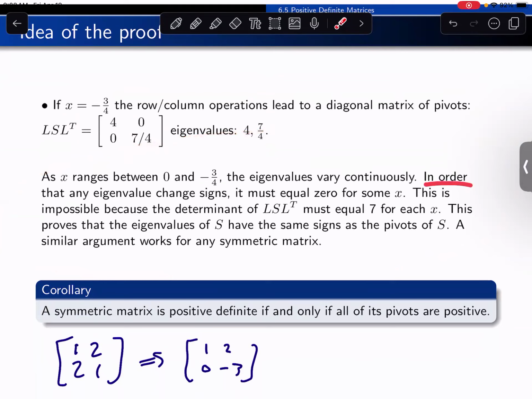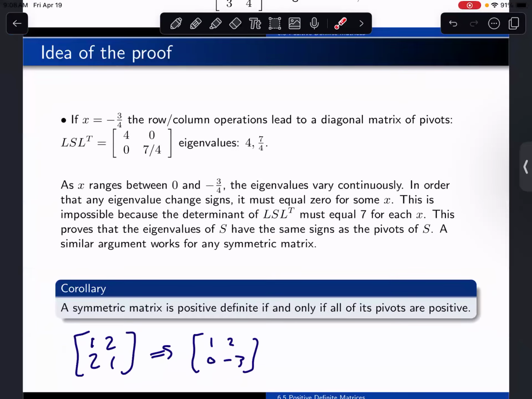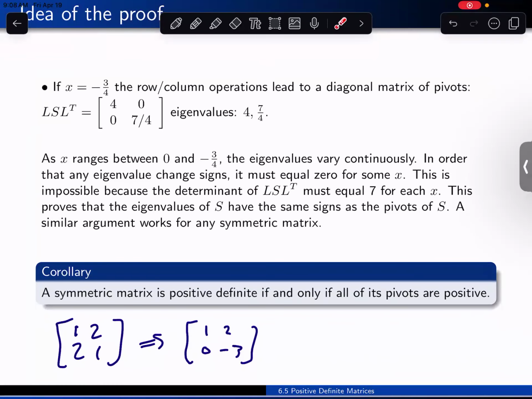So just summarizing, in order for any eigenvalue to change signs, it must equal 0, or the determinant must equal 0 for some x. This is impossible because this product doesn't change the determinant at all. So the eigenvalues can't change sign at any point. So it's kind of conceptual what's going on.